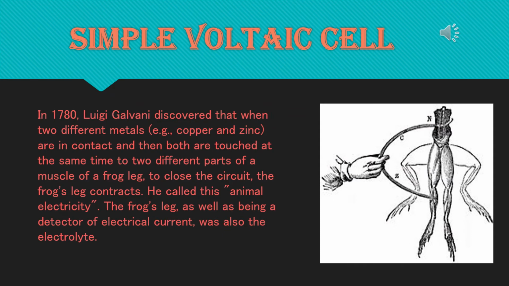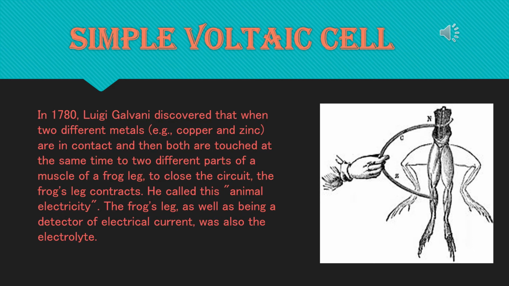Now I am starting the simple voltaic cell. In 1780, Luigi Galvani, who was a scientist, discovered that when two different metals, for example copper and zinc, are in contact and then both are touched at the same time to two different parts of a muscle of a frog leg, to close the circuit, the frog's leg contracts. He called this animal electricity. The frog's leg, as well as being a detector of electrical current, was also the electrolyte.